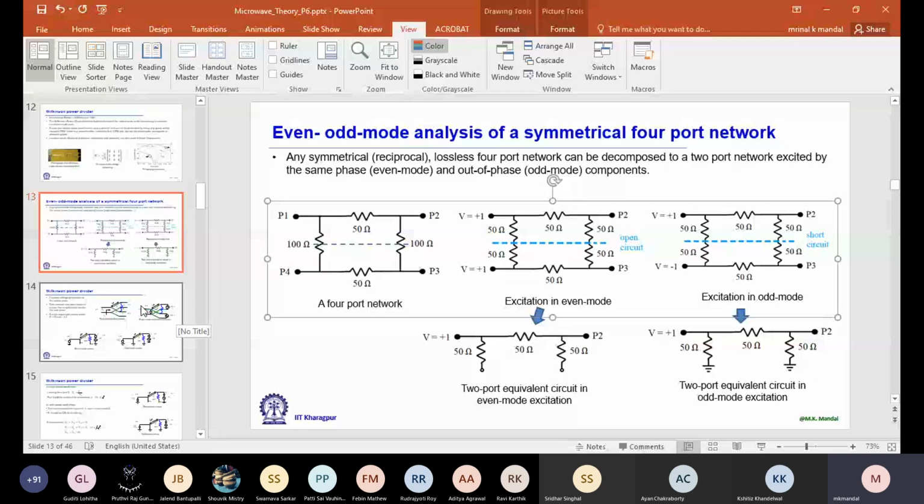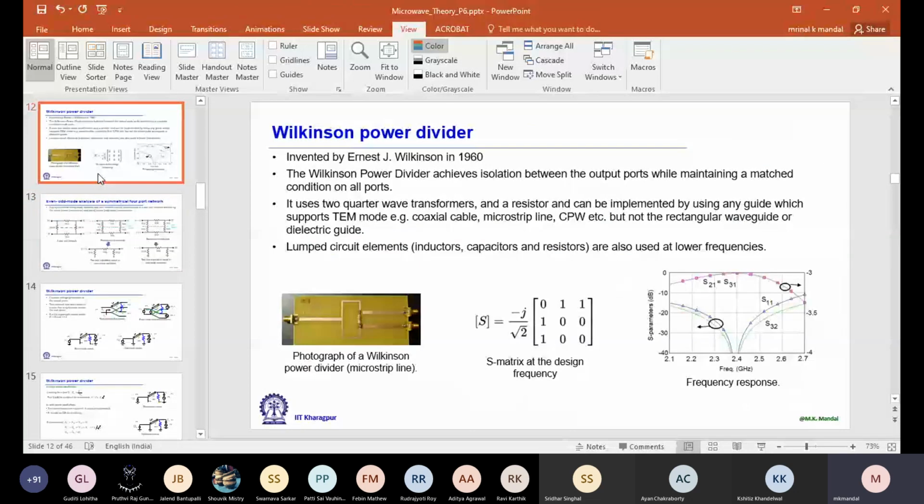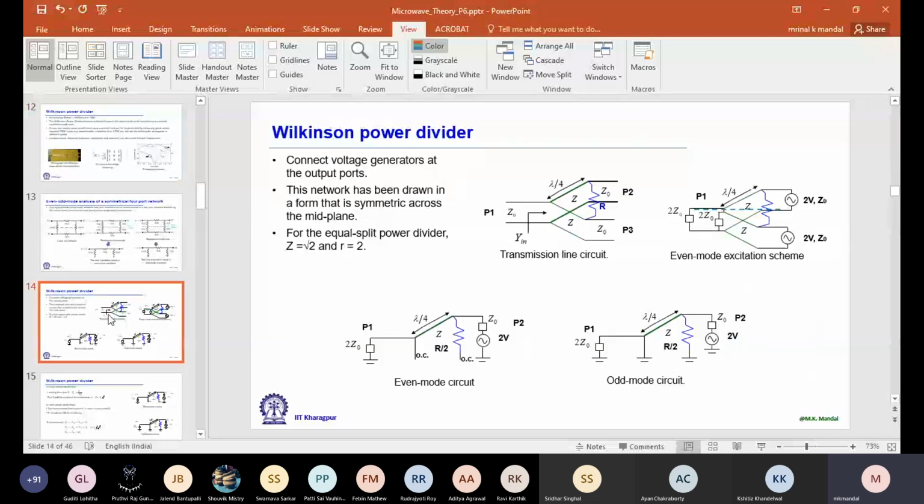Now we want to apply this concept to the Wilkinson power divider. How can we do that? The Wilkinson power divider, if I go back, is actually a 3-port network. To simplify it, we can construct a 4-port network like this, because we actually need a plane of symmetry. That is the main thing. So how are we doing that? Look carefully.